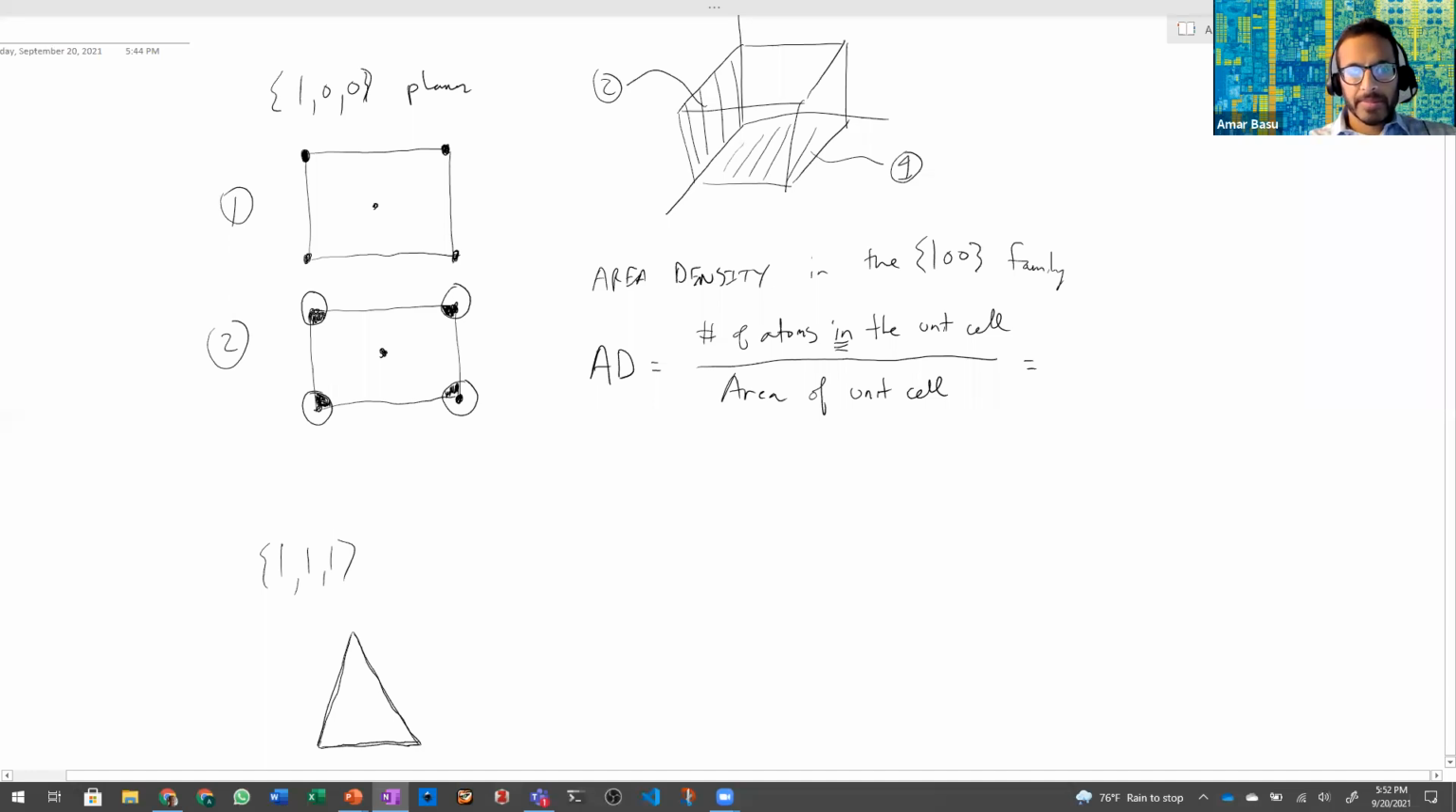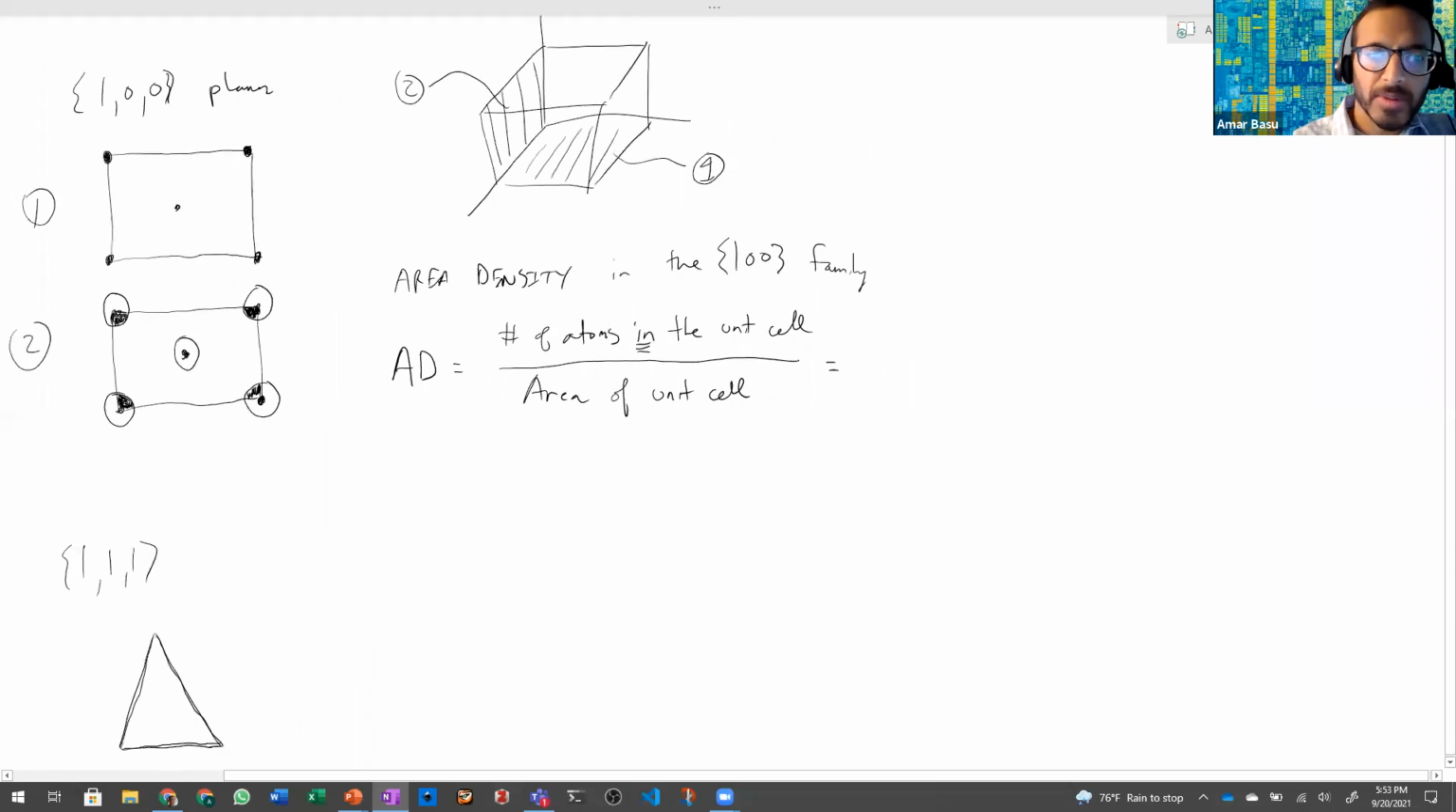All right. And then there's also a center atom here. So let's start with the corner ones, right? So there's 4 corner atoms, and since each corner atom is only 1/4 inside the square, we multiply that by 1/4. And then we also have the center atom. What do we multiply the center atom by?